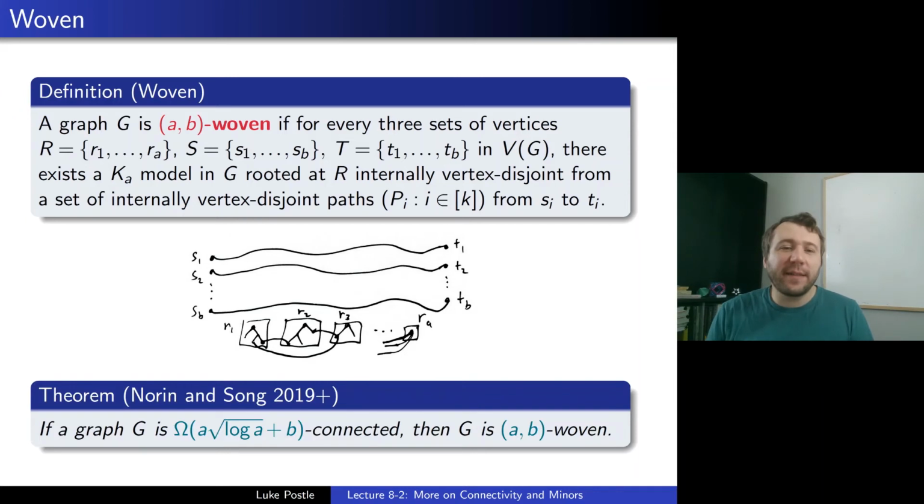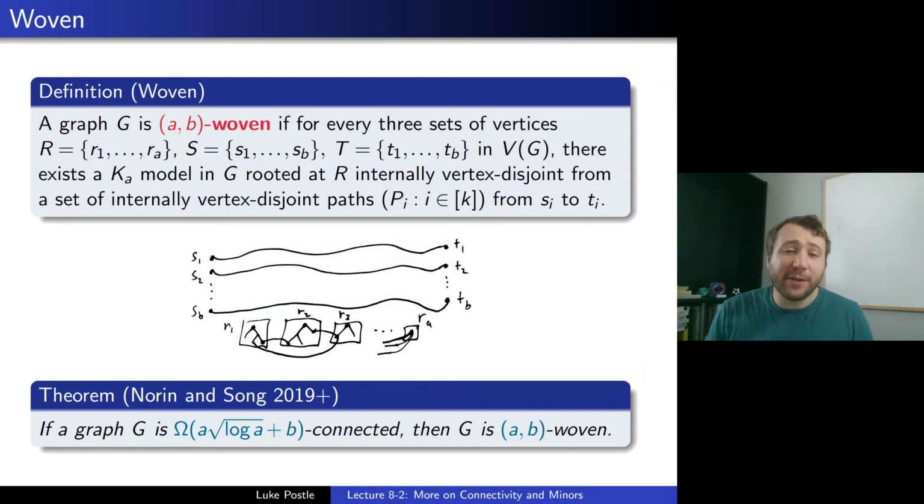And surprisingly, there's a very nice theorem of Norin and Song from just last year that says that if you're highly enough connected, you're AB woven. So if G is omega of A root log A plus B connected, then G is AB woven. Think about what that means. If A is 0, then this is just the Bollobás-Thomason theorem, that if you're omega B connected, you're B linked.